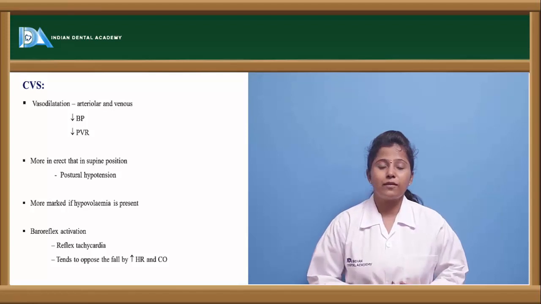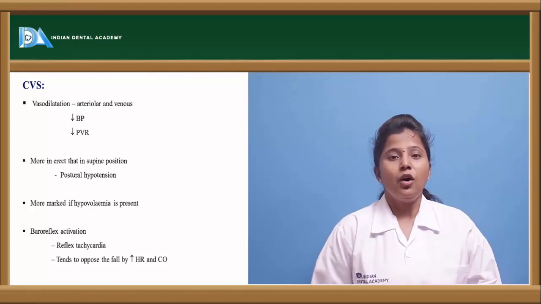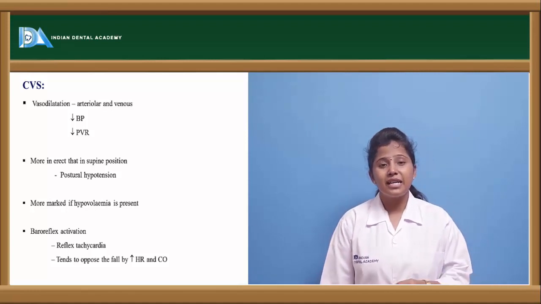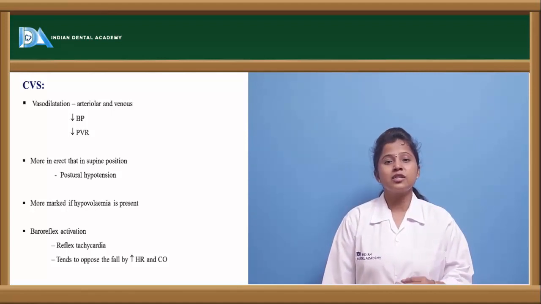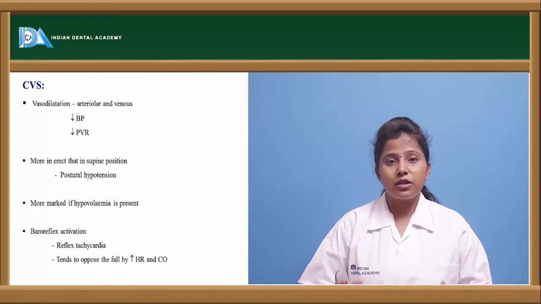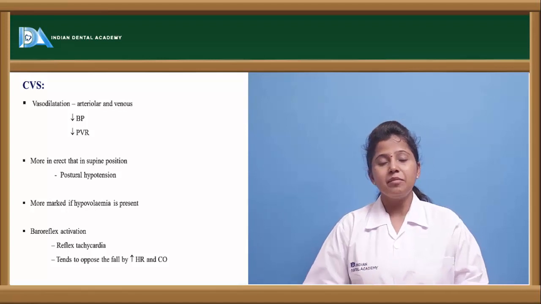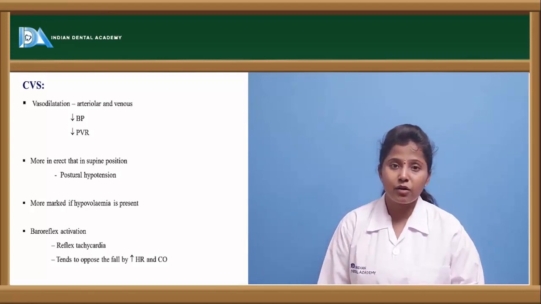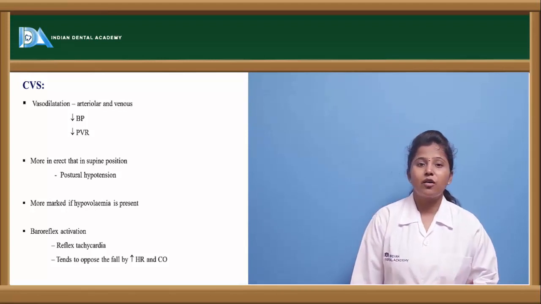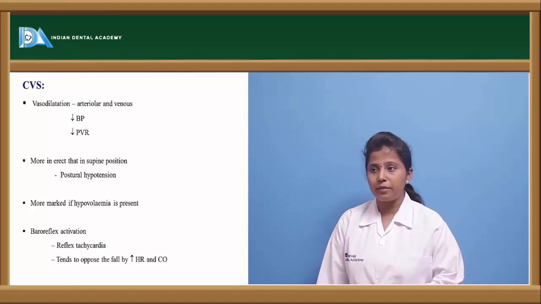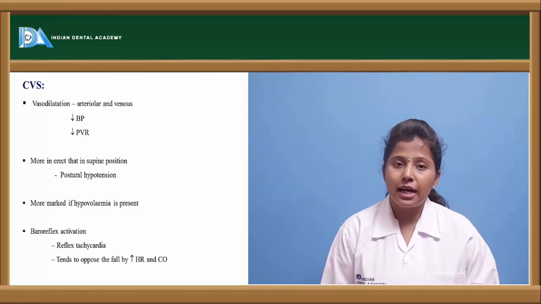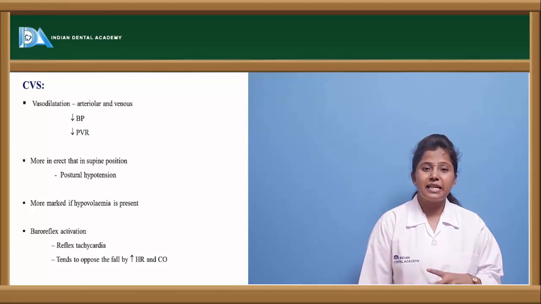So what is this baroreflex activation? The baroreceptor reflex is one of the reflex mechanisms where the homeostasis of the body will be regulated, or else we can say the blood pressure, the flow of blood in the body, can be regulated because of this baroreceptor reflex. So there will be baroreceptor activation, which causes reflex tachycardia, abnormal heartbeat, and also increased heart rate as well as cardiac output, where there will be increased blood pressure.